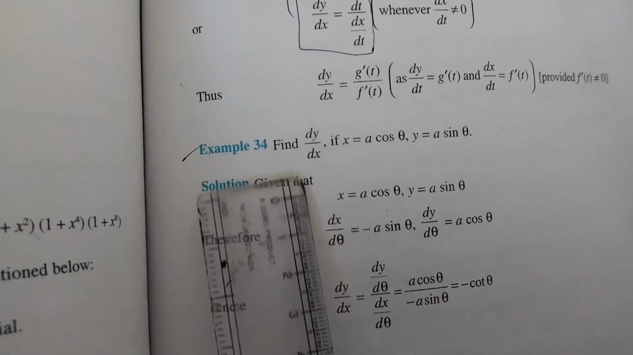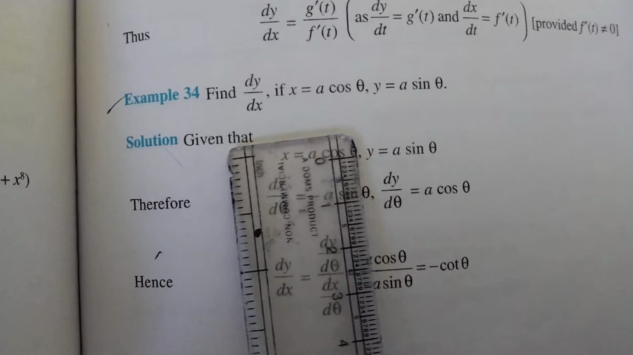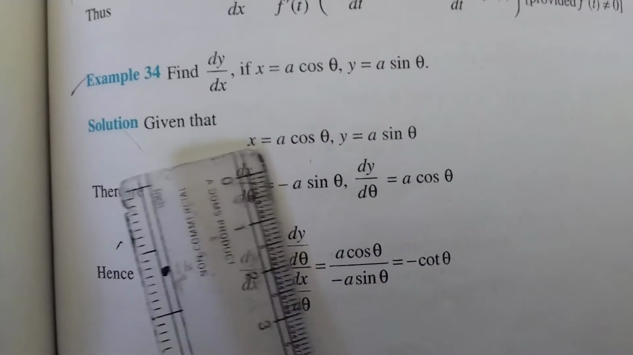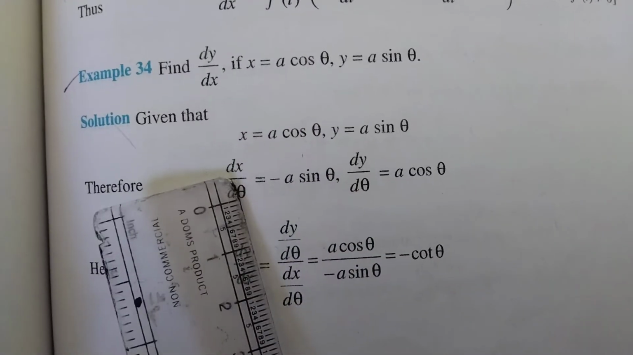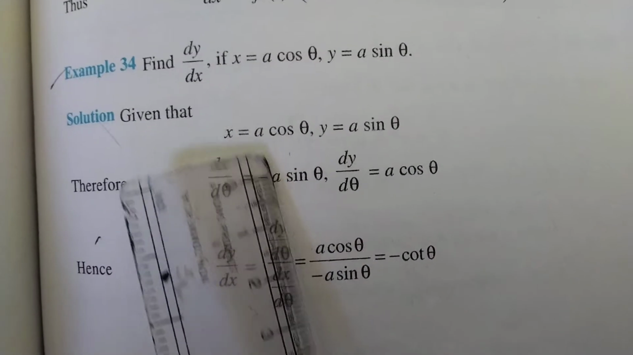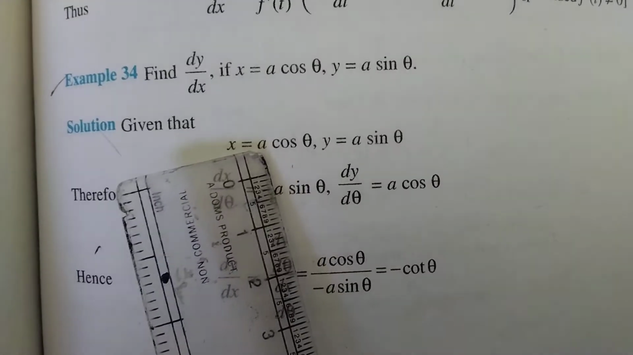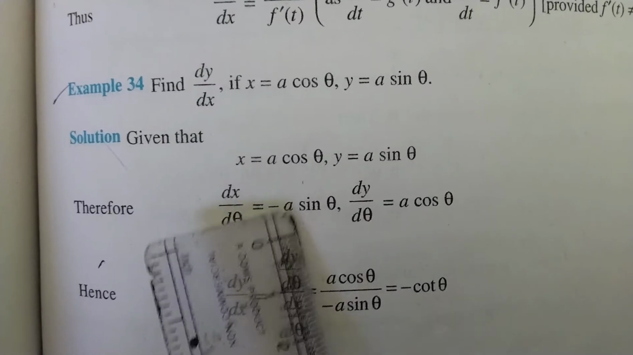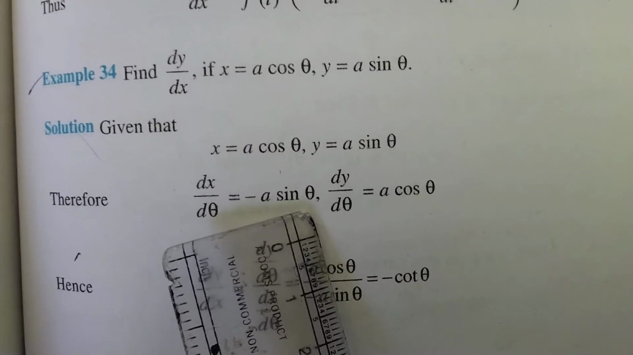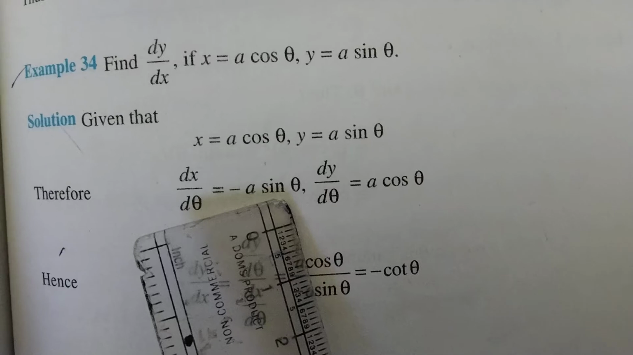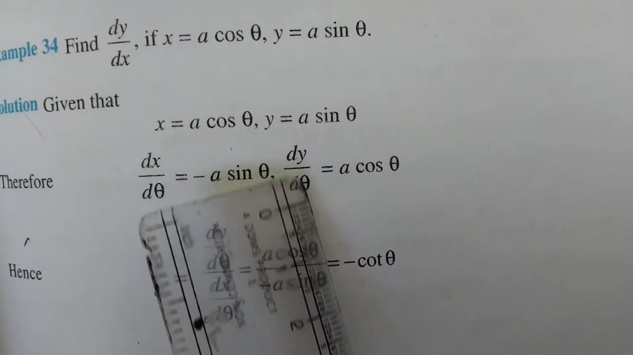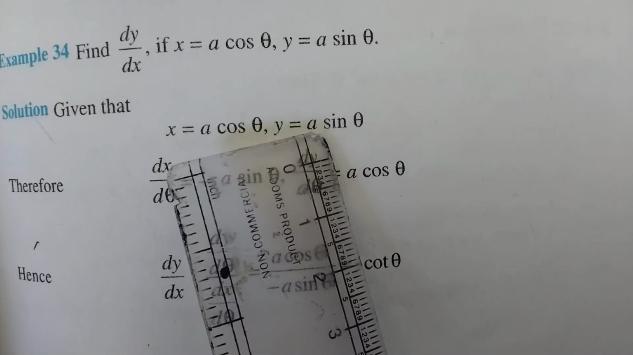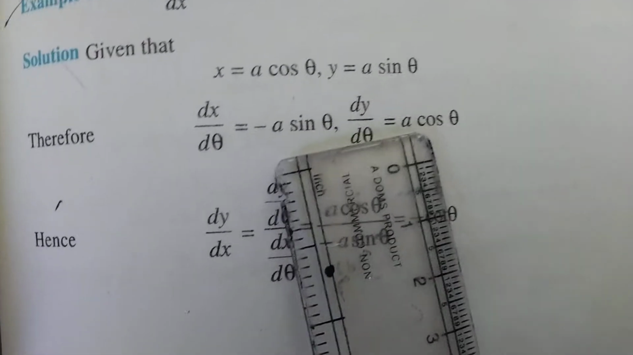See this example. Find dy by dx if x equal to a cos theta and y equal to a sin theta. Given x is equal to a cos theta, differentiate x with respect to theta. So dx by d theta is, keep a as it is because the constant is with the function. Differentiation of cos theta is minus sin theta. So dx by d theta is minus a sin theta. And y equal to a sin theta, differentiate y with respect to theta. dy by d theta equal to a, keep the constant as it is; differentiation of sin theta is cos theta.